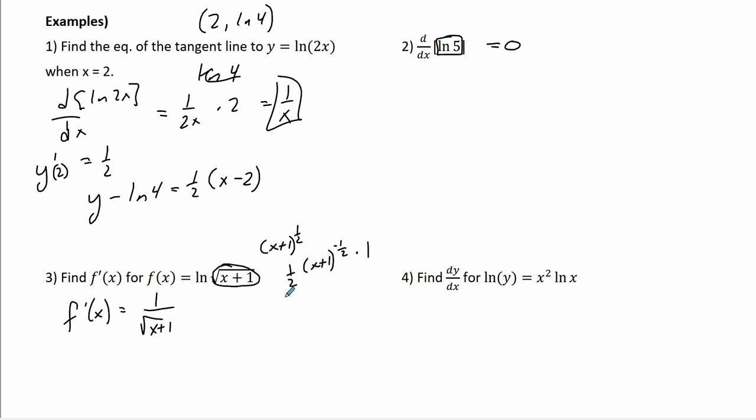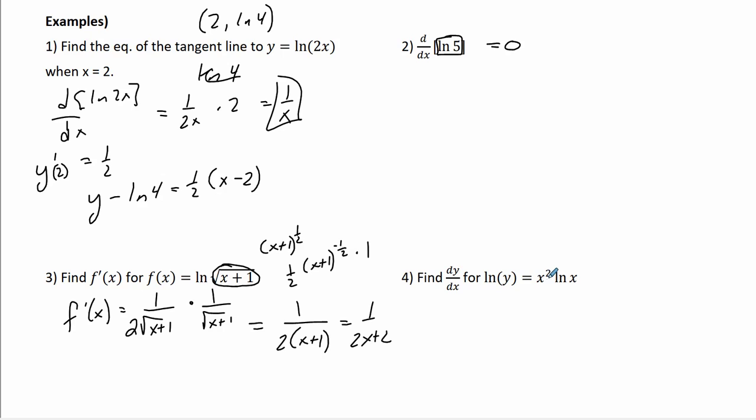And so the 1/2 is going to come out front. I'm going to have another square root of x plus 1 times this square root of x plus 1. So it's times 1 over the square root of x plus 1, which is equal to 1 over 2 times x plus 1, which is equal to 1 over 2x plus 2, if you want to multiply that out. So that is your derivative there.